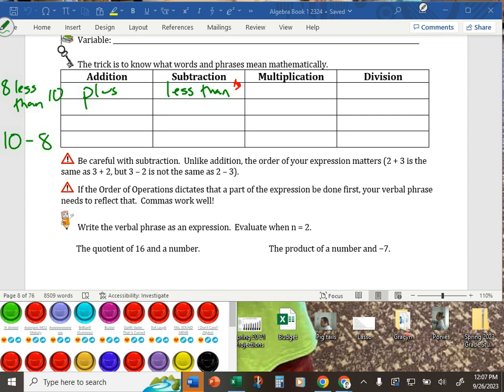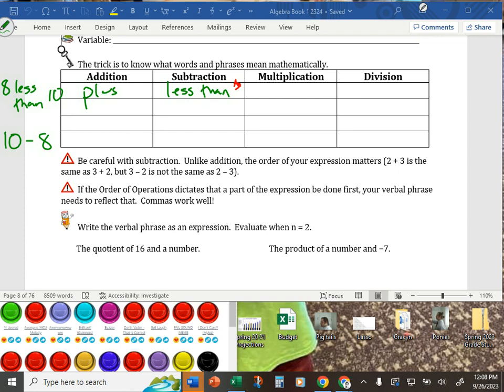Why is the order reversed here? Why is 8 less than 10 actually written as 10 minus 8? Because if it's 8 less than 10, that means there's 2. Yes. And it's because you're starting with 10 and taking 8 less than that. So star that in your chart, please.